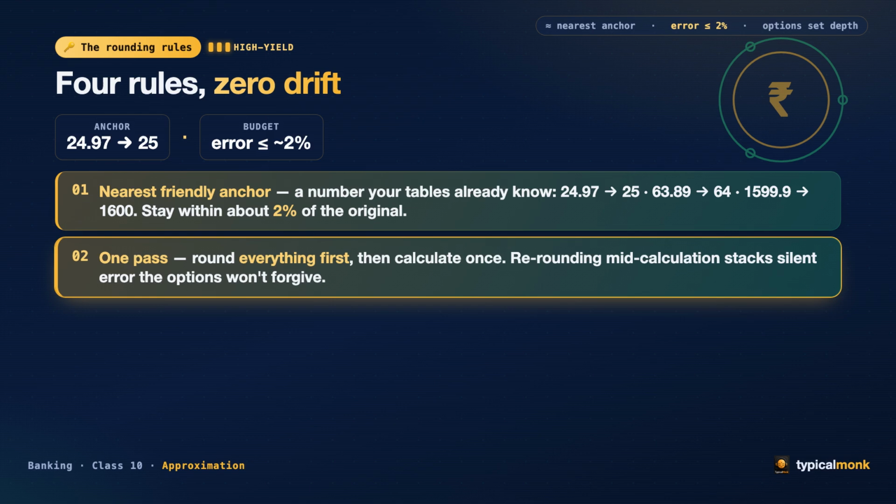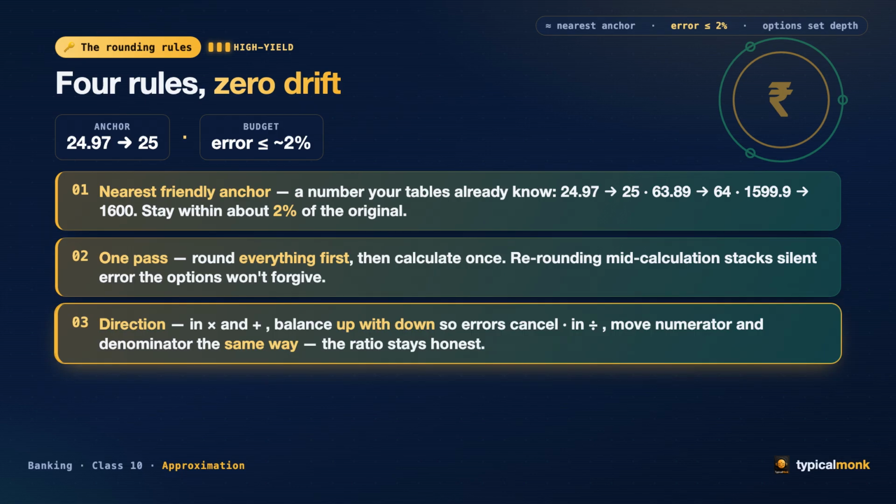Rule 2. 1 pass. Round everything first, the whole expression, in one breath, then calculate exactly once. Re-rounding in the middle of a calculation stacks silent layers of error, and the options will not forgive them. Rule 3. Direction. In multiplication and addition, balance up with down, so the errors cancel each other. But division is the opposite house. Move the numerator and the denominator in the same direction, then the ratio stays honest.